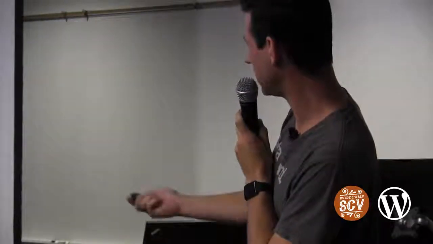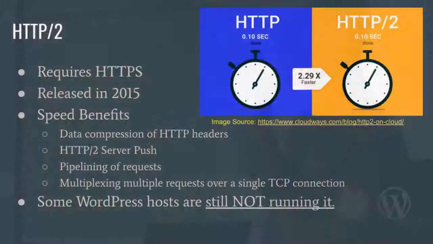So what affects that? HTTP2. Make sure your host is running HTTP2. If you don't know what that is, it does require HTTPS, which you also should have. It's been around for a while. There are some great speed benefits. It compresses things, and other stuff I'm not going to talk about. But some WordPress hosts are still not running it, so check and see. Image compression, this is a big one.